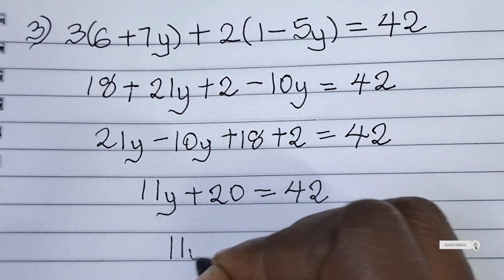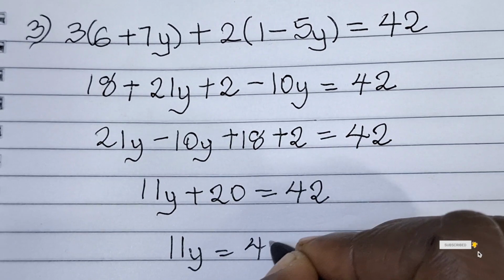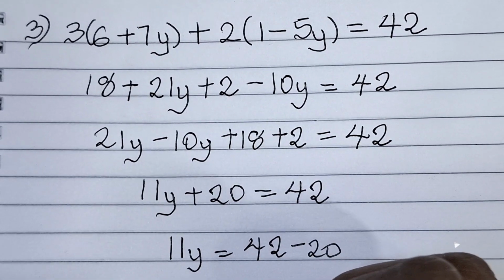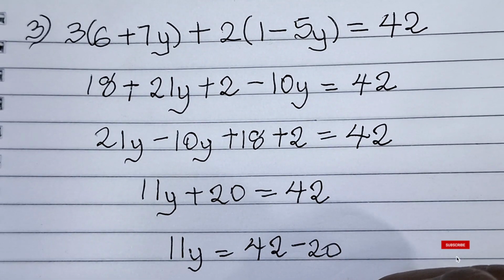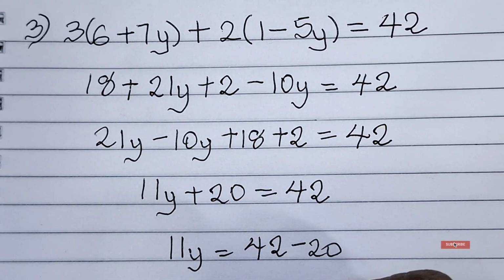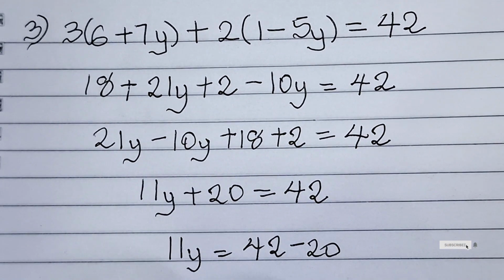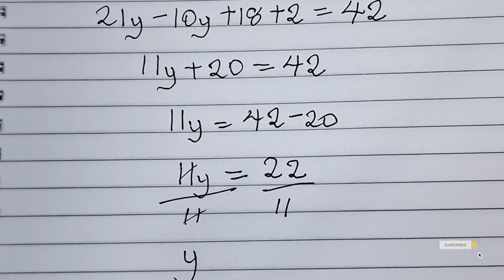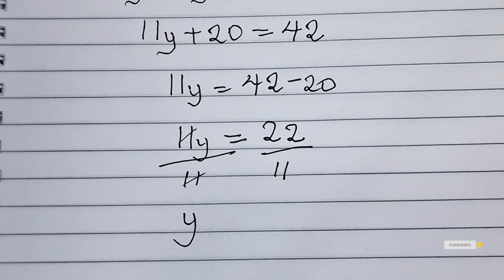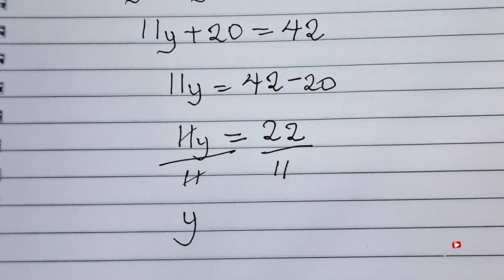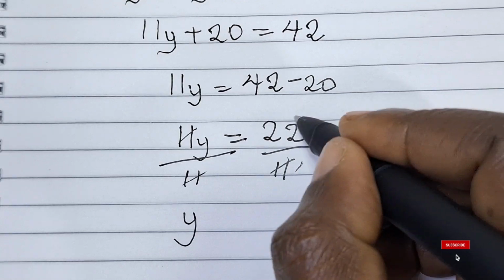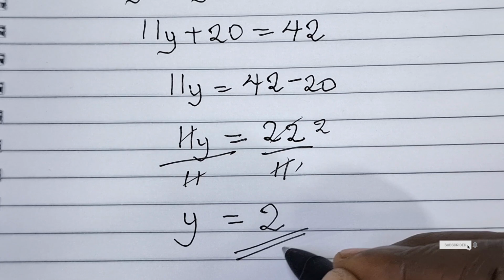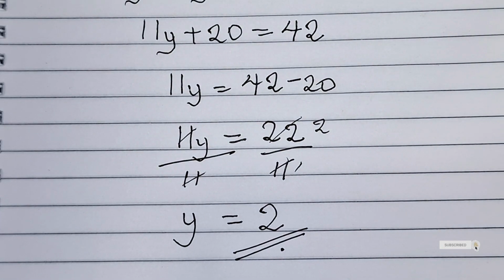Now I have 11y. I take 20 to the other side, it becomes minus 20. So I have 11y is equal to 22. Divide both sides by 11, because 11 cancels 11. 22 over 11, 11 here 1, 11 here 2. So my y is equal to 2, and I am done.